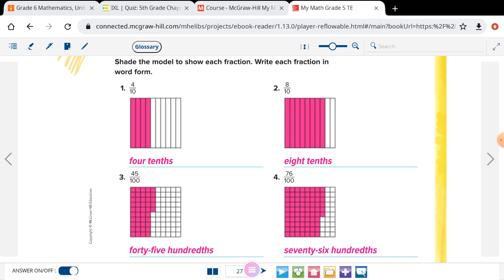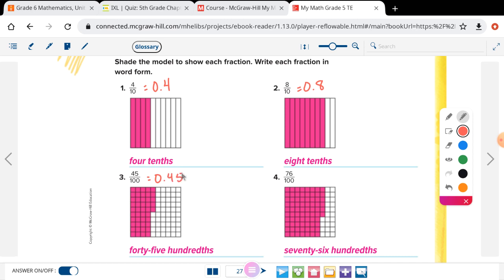Who can give me the decimal to number 1? Brennan? 0.4. 0.4 is correct. Number 2, Emma? 0.8. 0.8. Number 3, Easton? 0.45. 0.45. And number 4, Mila? 0.76. 0.76. Are there questions about any of those 4? None of them. Okay. Go ahead and turn the page.